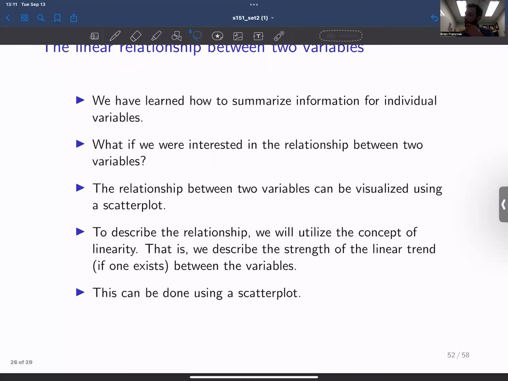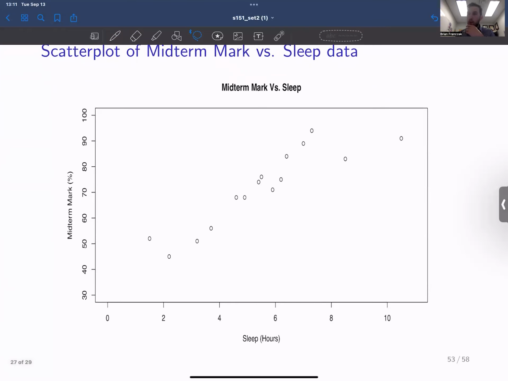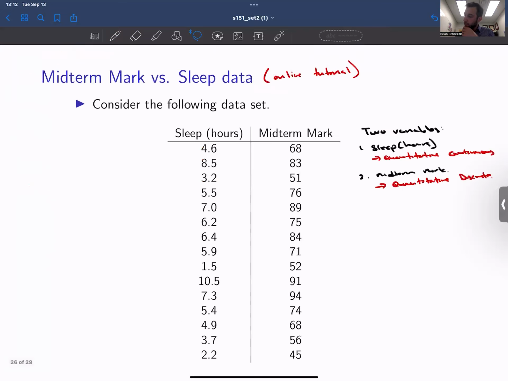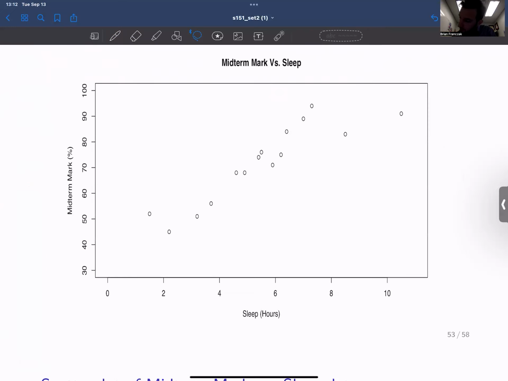Okay, a scatter plot for our two variables is shown on slide 53. So here we have our midterm mark plotted on the y-axis, and we have the number of hours of sleep plotted on the x-axis. Each dot on the scatter plot is simply a coordinate. For example, the first point is the point (1.5, 52). So this value here is 1.5 on the x-axis, and then 52 on the y-axis.